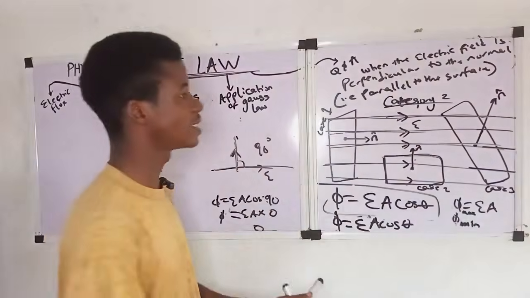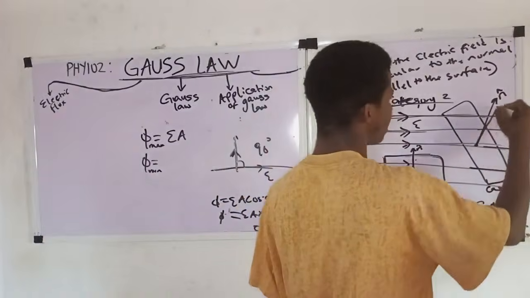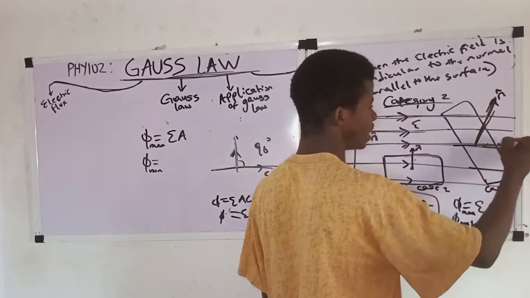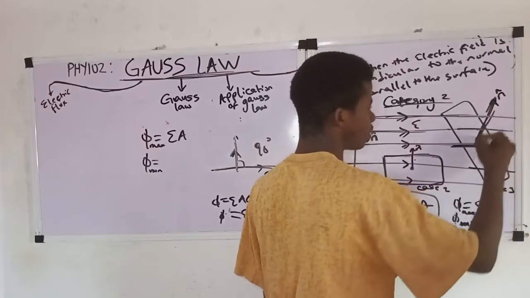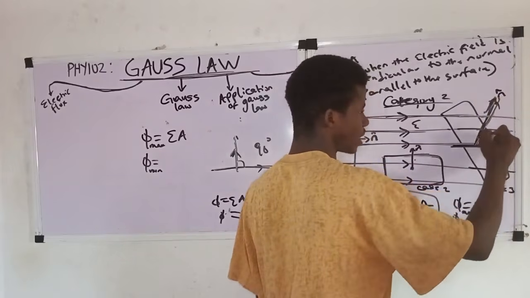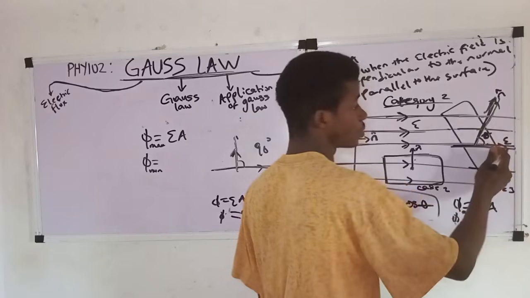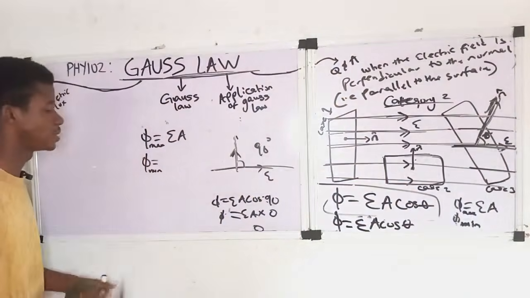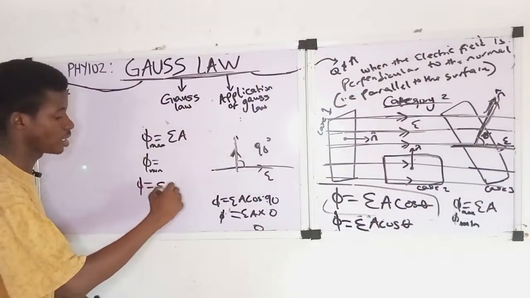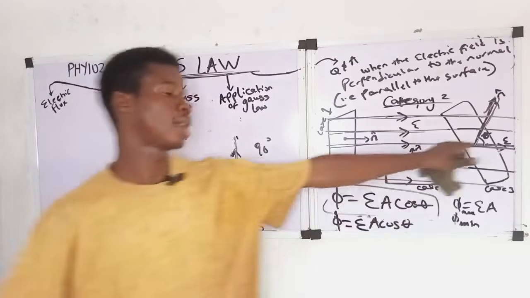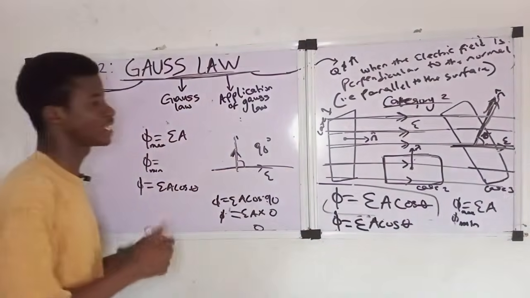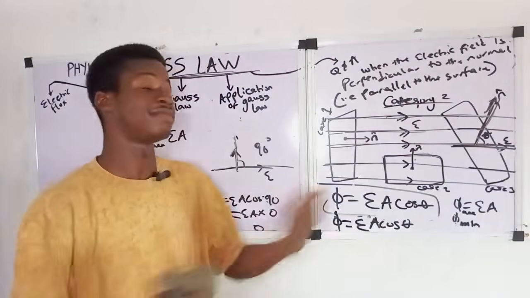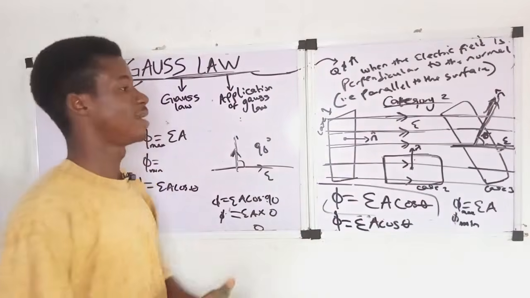Then the last case, look at this. In this last case, this is the normal, and this is the electric field. The normal is at an angle to the electric field, right? So when it's at an angle to the electric field, the electric flux will be equal to EA cos of that particular angle. Simple. So that is for the first category, then the second category. You can use any of them, but we advise you use the first category.